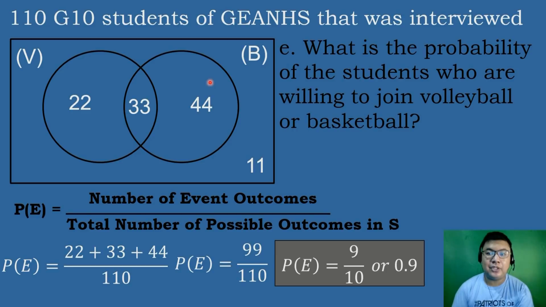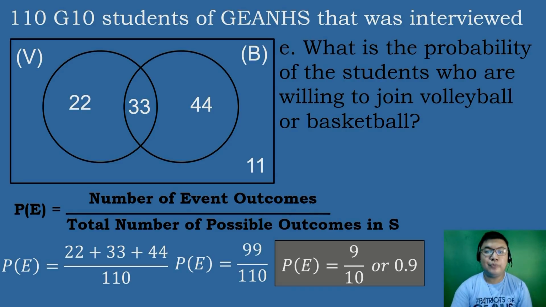So what is the probability of the students who are willing to join volleyball or basketball? In this problem, this illustrates the union of two events. So if there is the word or in the problem, it indicates union of two events. Now, what is the union of two events? As you can notice, to get the probability of students who are willing to join volleyball or basketball, we add the numbers inside the two circles of volleyball and basketball to get the number of event outcomes.